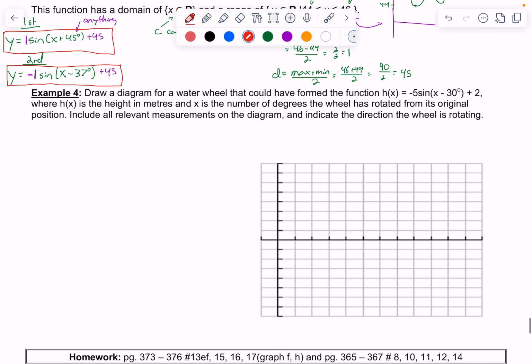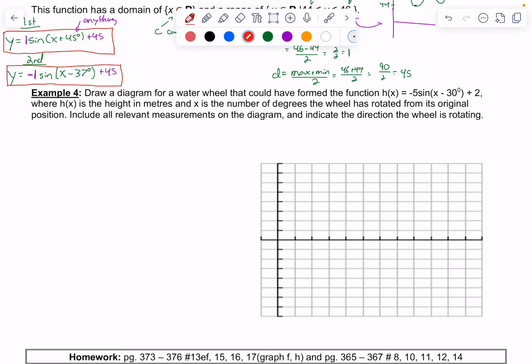Last example, draw a diagram for a water wheel that could have formed the function h of x equals negative 5 sine x minus 30 plus 2, where h of x is the height in meters, x is the number of degrees the wheel has rotated from its original position. Include all relevant measurements on the diagram and indicate the direction the wheel is rotating.